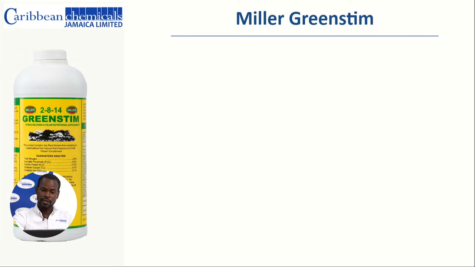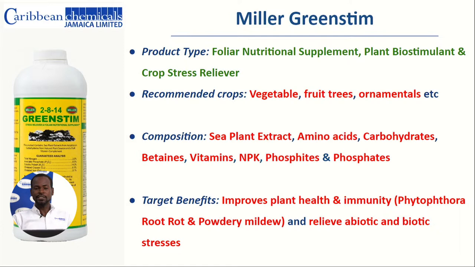All right, so let us go into the next strategy. The first product in this strategy is called Green Stem. This is a wonder product, and many growers should know it, from your marijuana growers to fruit tree and vegetable growers, a range of persons have used this. This product is designed as a foliar nutritional supplement, a biostimulant, and a crop stress reliever. Based on the composition, with seaweed extract, amino acids, carbohydrates, and betaines, I'm telling you, this is basically a stress reliever.